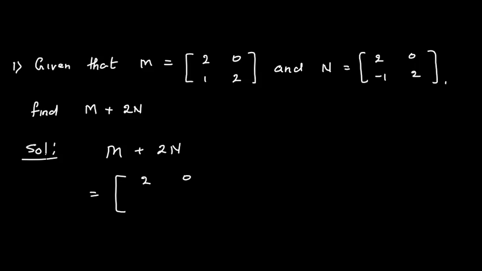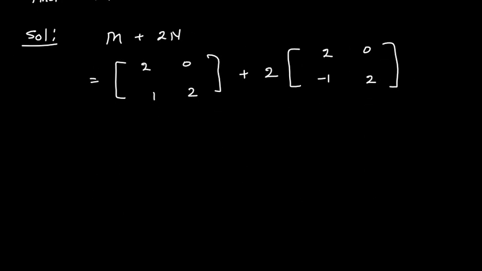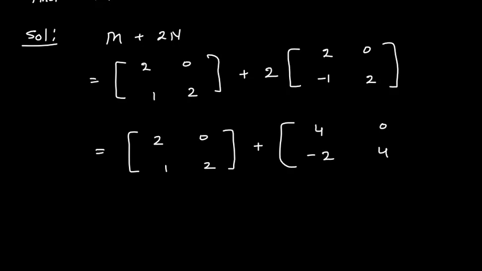Now we write the value of M here. This is 2012, plus we write 2 times N. Now here the value of N is 20 minus 12. Okay, this is matrix N. So M plus 2N is equal to 2012, and here it is 2 into, so we multiply by 2. 2 into 2 we get 4. 2 into 0 is 0. 2 into minus 1 is minus 2, and 2 into 2 is 4.